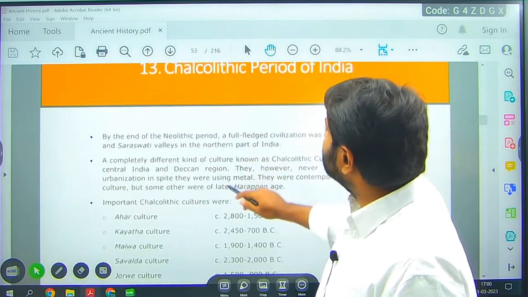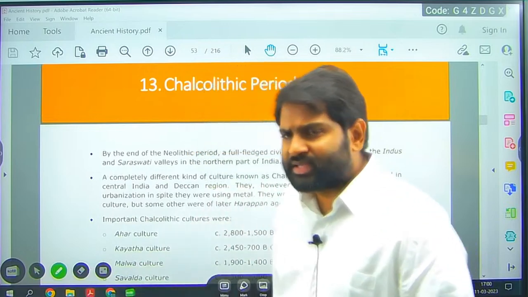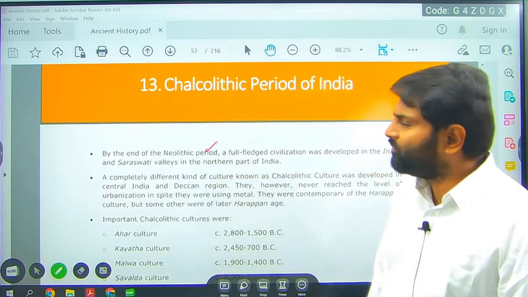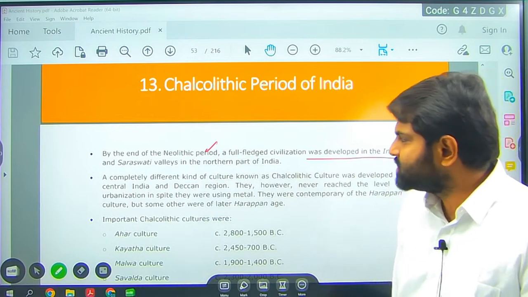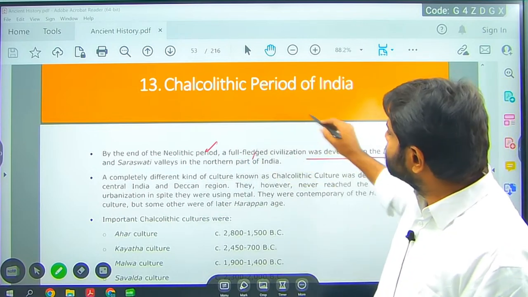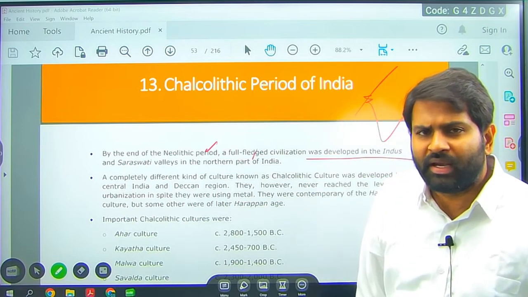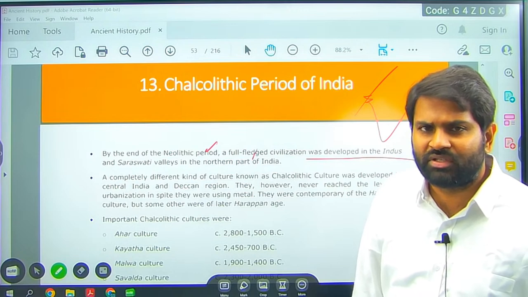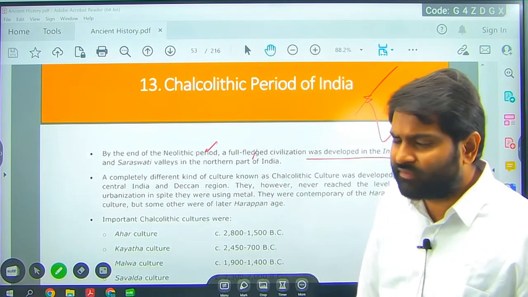We'll be talking about the Chalcolithic period in India, the next one. As I said, by the end of the Neolithic period, a full-fledged civilization was developed in the Indus Valley and Saraswati valleys in the northern part of India. So you can see that in the northern part, especially in the Saptasindhu region, a complete new civilization was developed, intensely focused in that particular area where more research is happening even now.